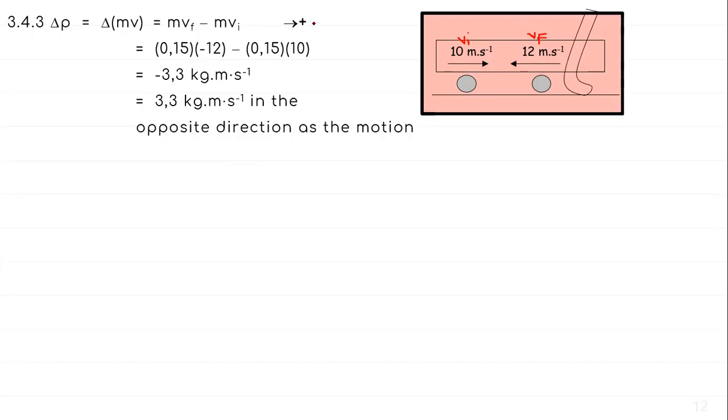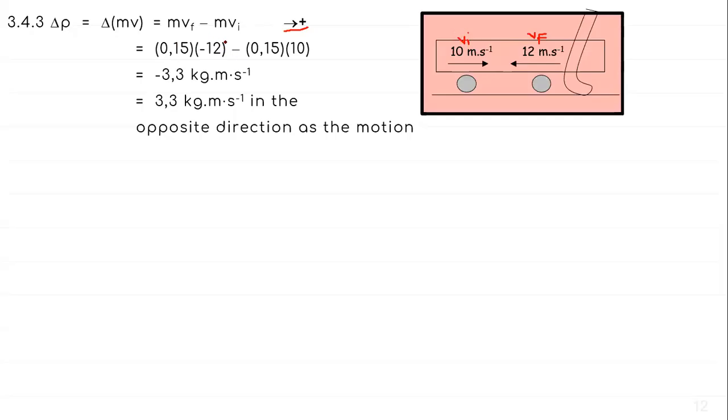Then we are choosing the original direction to be positive. Then change in momentum, simply put, it's mvf minus mvi. The mass is 0.15, which is the mass that it always had, times the final velocity, it's 12, but in the negative direction because this is in the opposite direction to the original motion.